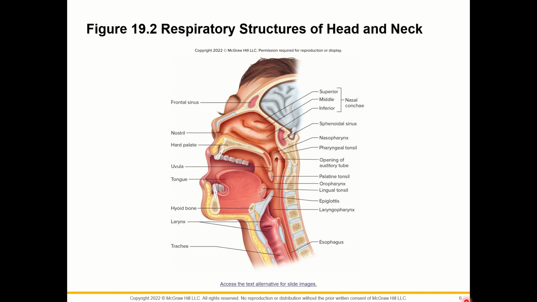Okay, so this is showing the nasal concha. Let's start there. You see the superior, middle, and inferior. You can see how they curl. So they're increasing surface area and they are helping to warm and filter incoming air and cool outgoing air. We see the nares here, and flare those nares.